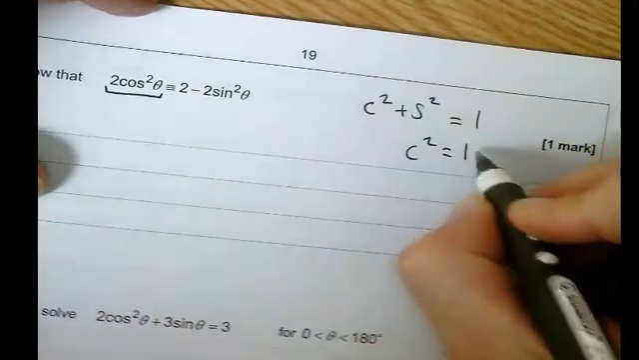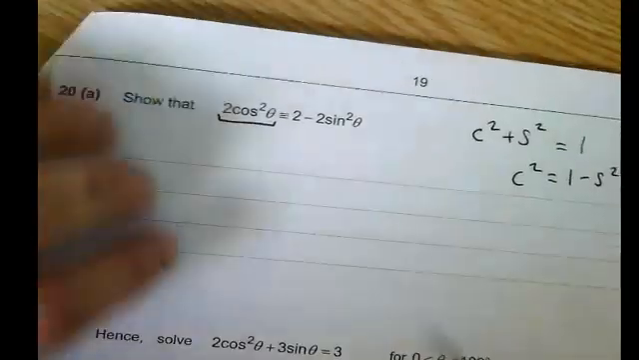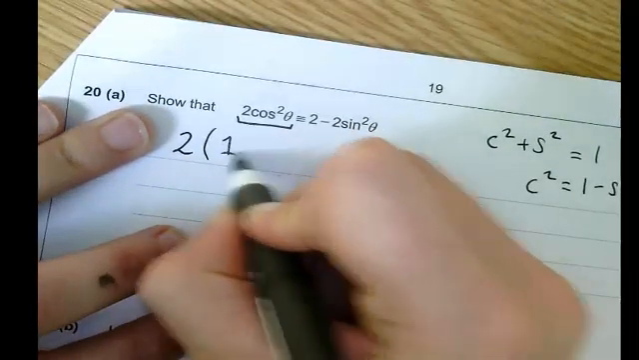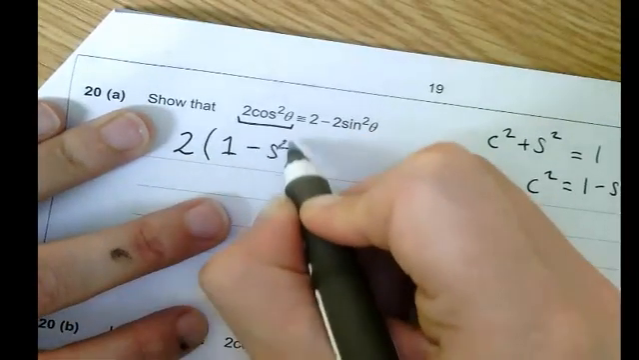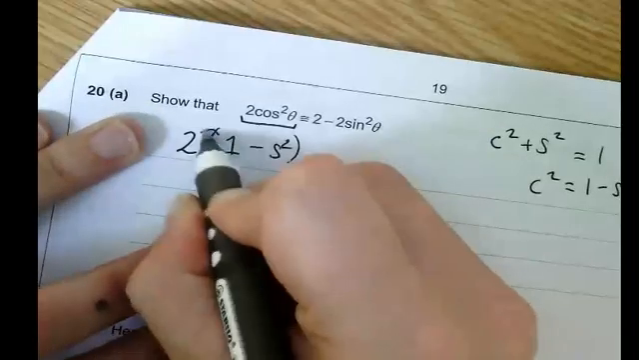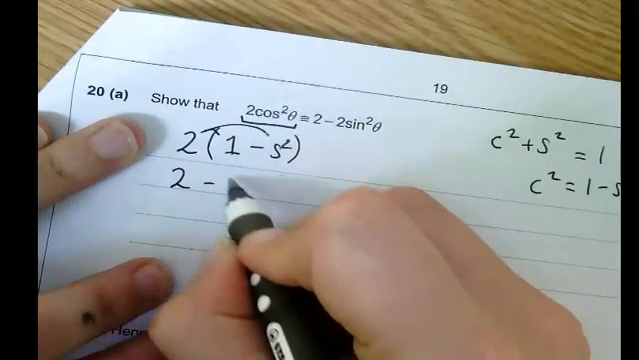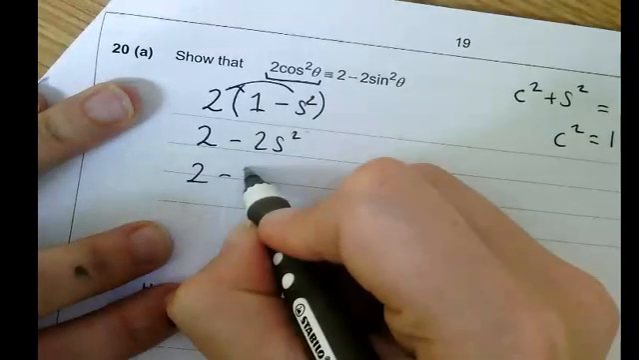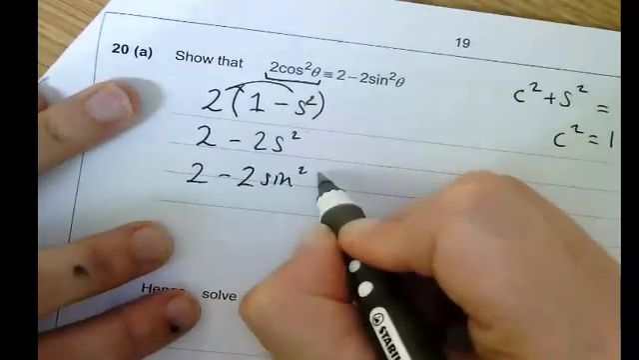So cos squared is 1 subtract sine squared. So I could write this left-hand side as 2 lots of 1 subtract sine squared, which, if I multiply that out, is 2 subtract 2 sine squared, and then just write it in full, 2 subtract 2 sine squared theta.